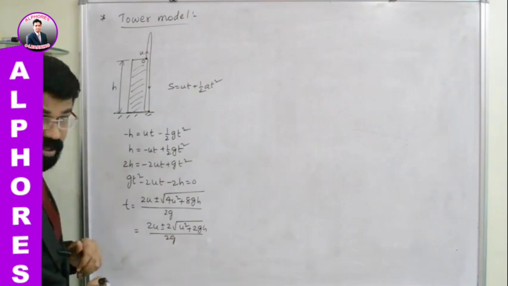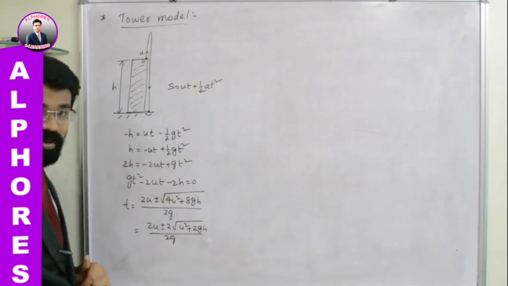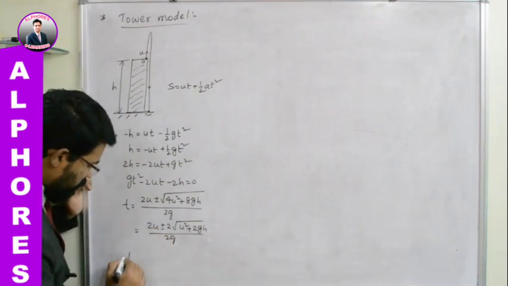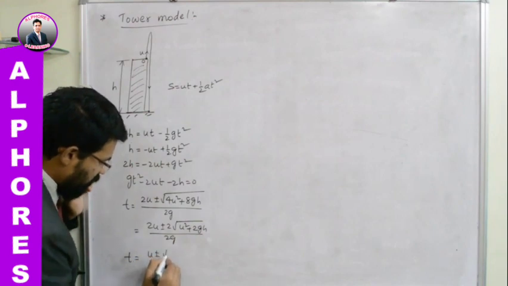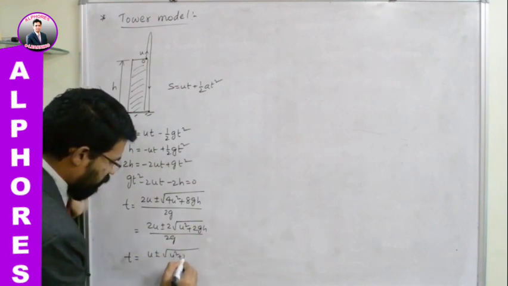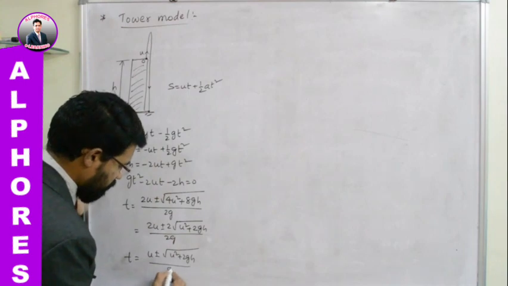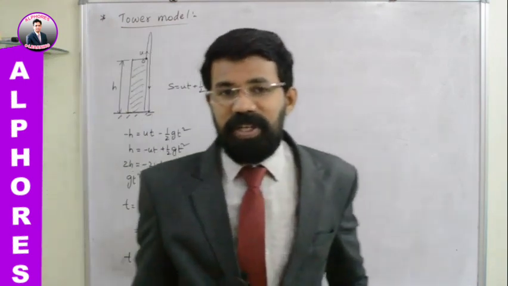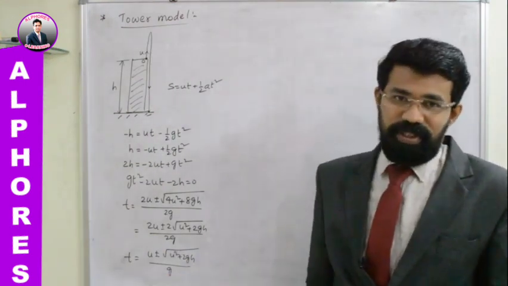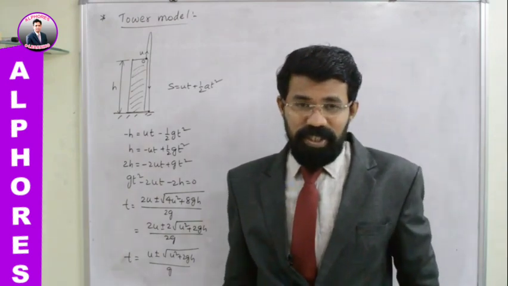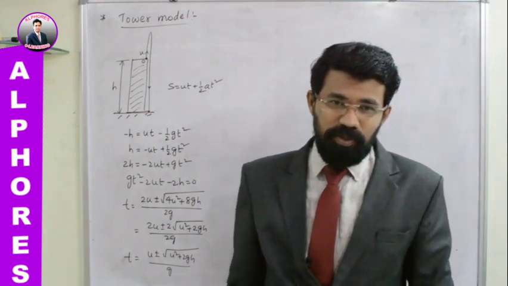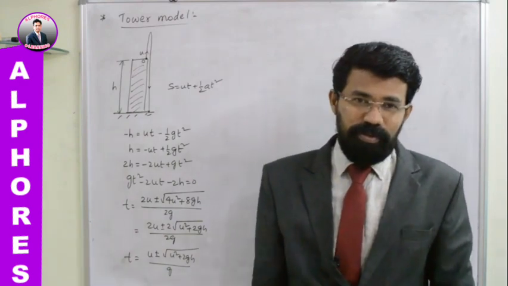You can take out 2 from the numerator, and that 2 and the denominator 2 both get cancelled, and finally t is u plus or minus under root u square plus 2gh by g. Okay, since there is plus or minus, two roots are possible. So here, very carefully we have to choose one of the possible roots.